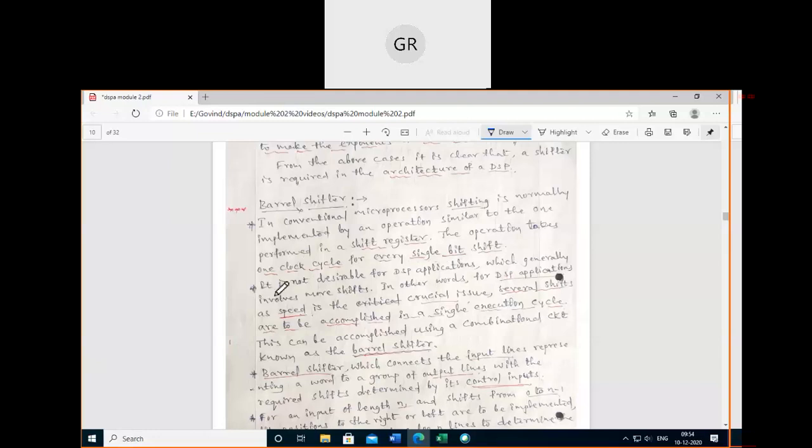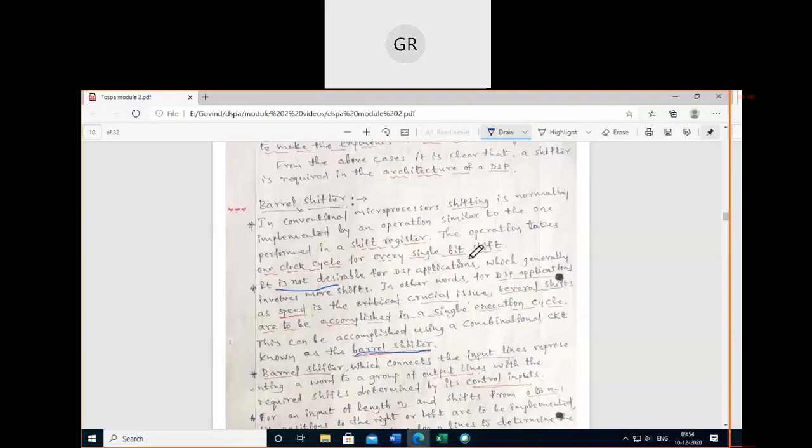This is not desirable for DSP applications, which generally involve more shifts. In other words, for DSP applications, speed is the crucial issue. Several shifts are to be accomplished in a single execution cycle. This can be accomplished using a combinational circuit known as a barrel shifter.